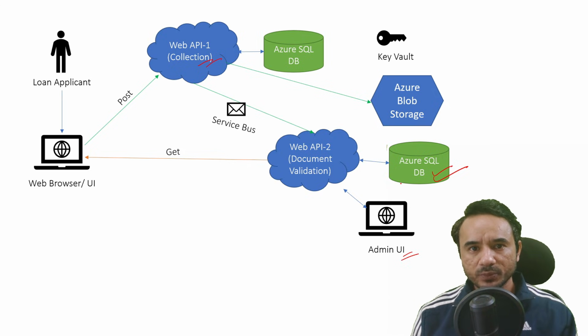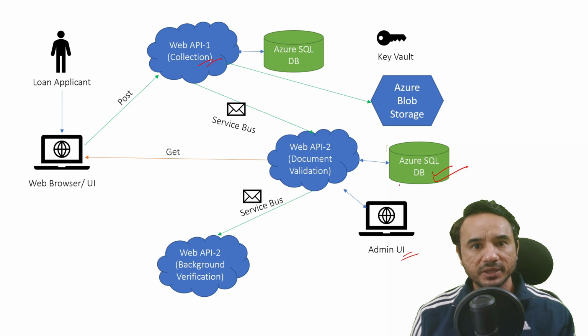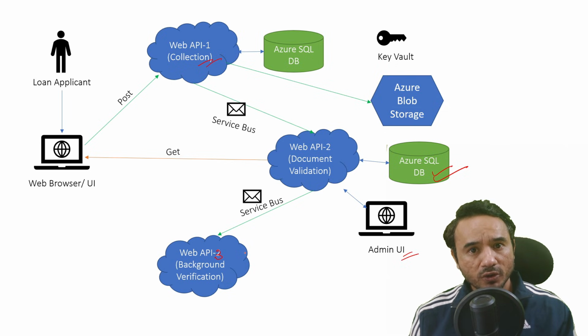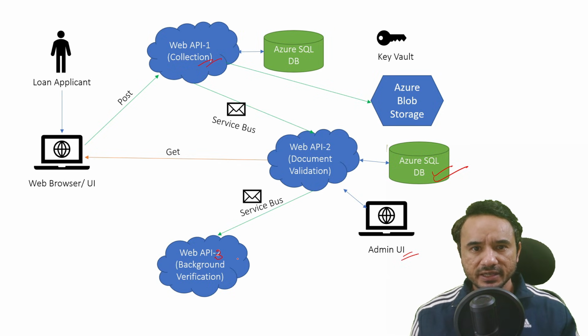If the application is approved, then again by using the Service Bus, we will send the approved request to the third API. My third API is used for customer background verification. Background verification means things like whether the customer is a defaulter or not, what the credit score of the customer is, what the customer tax report is, etc. This is the final validation.